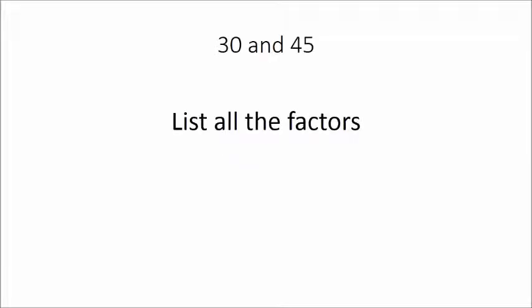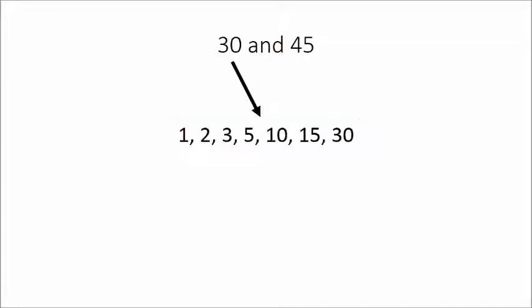Way 1. So 30 and 45. I want you to find the greatest common factor between them. First, we need to list all the factors. That's the first thing you want to do. If you do it this way, it's actually pretty easy. You can use a multiplication table. So we have 1, 2, 3, 5, 10, 15, 30, because 1 and 30 are always factors.